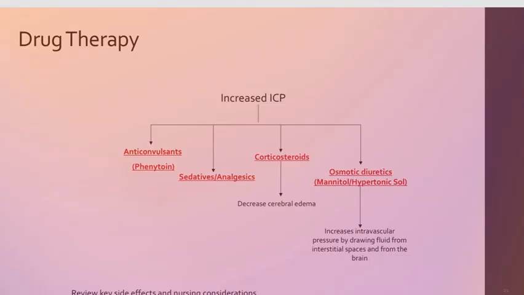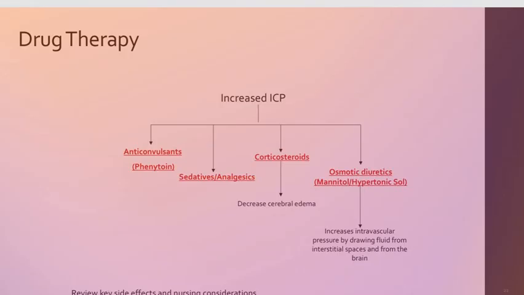Now, what are the drug therapies we can do? With the drug therapy, we want to give them anticonvulsants because they are at risk for seizures, such as phenytoin. Sedatives and analgesics because they could be in a lot of pain. Corticosteroids to decrease the cerebral edema. They are the steroids. They will decrease the swelling. Osmotic diuretics such as mannitol. That's the gold standard, mannitol.